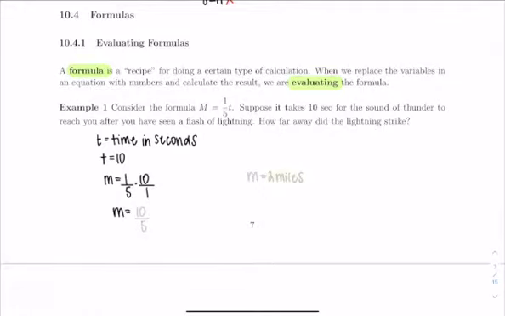And so we end up with 1 times 10, which is 10, over 5 times 1, which is 5. And 10 divided by 5 is 2. And this is going to be 2 miles.